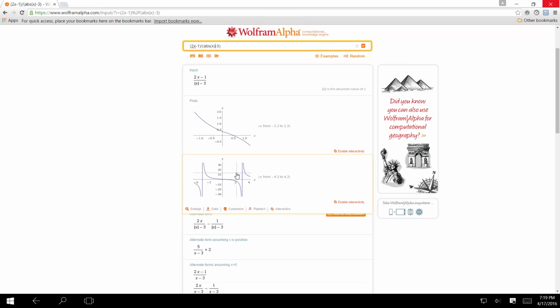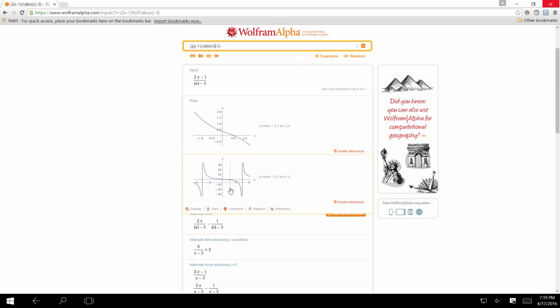We can't really see it from the graph, but there's a horizontal asymptote at 2 on the right side, and there's a horizontal asymptote at negative 2 on the left side. You can imagine it. Can't see it from this one.